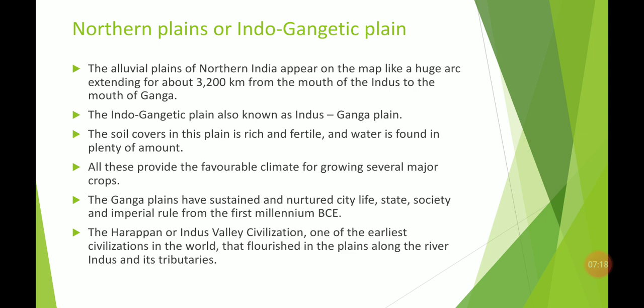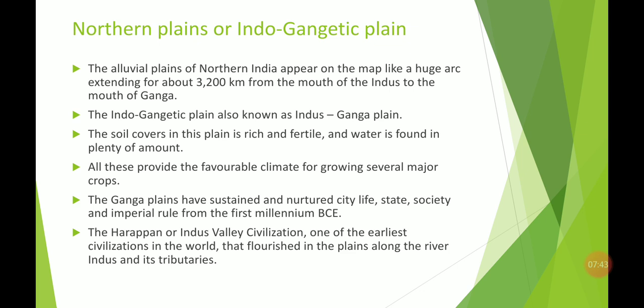Now, the soil cover in this plain is rich and fertile, and water is found in plenty. So basically, when the rivers erode all that material from the mountain, it settles down in the plain areas, which provides the rich and fertile soil, and these rivers also provide the water.